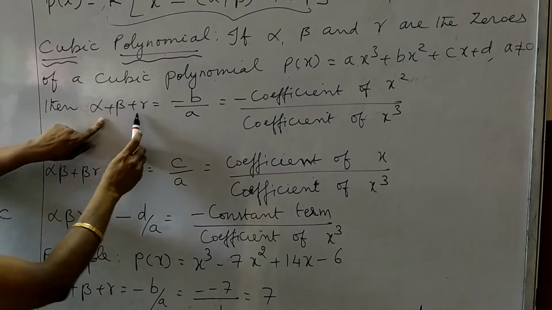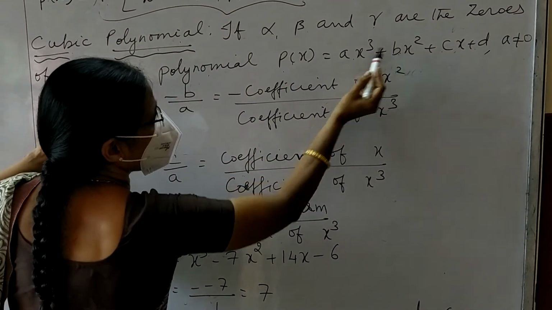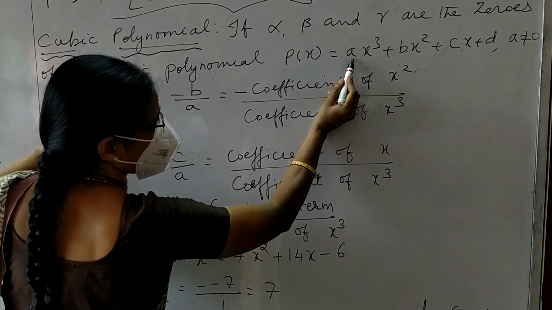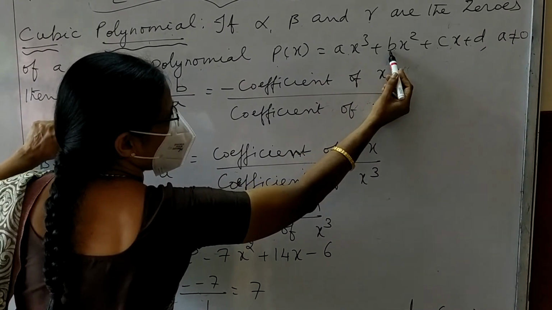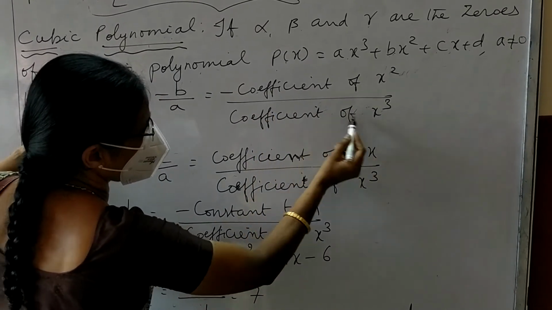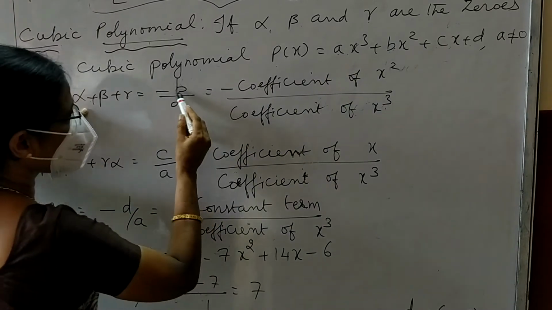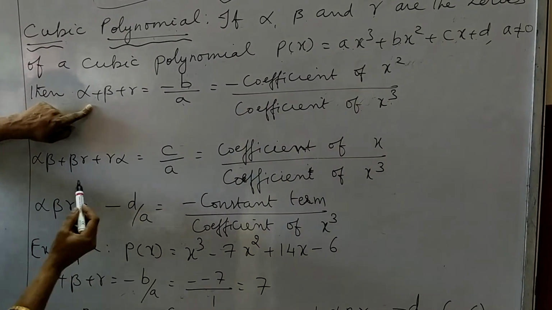What is the sum of the zeros? Sum of the zeros is minus coefficient of x square upon coefficient of x cube. What is the coefficient of x square? It is b. So minus coefficient of x square upon coefficient of x cube. Coefficient of x cube is a. Therefore, it is minus b upon a.